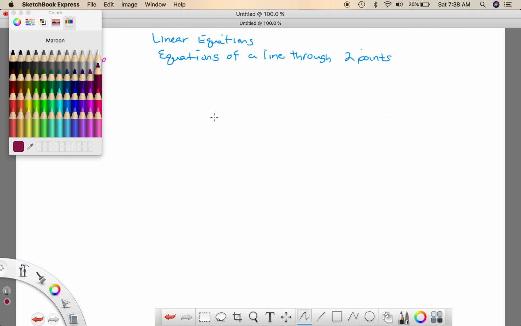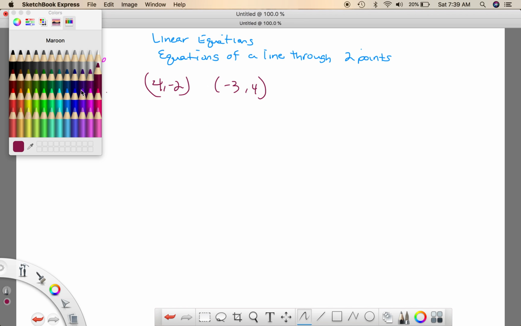Find the equation that passes through the 2 points, 4 comma negative 2 and negative 3 comma 4. By the way, it wouldn't have mattered which x, y I used to solve for b. I used the second one. It doesn't matter. You're going to get the same answer for b.